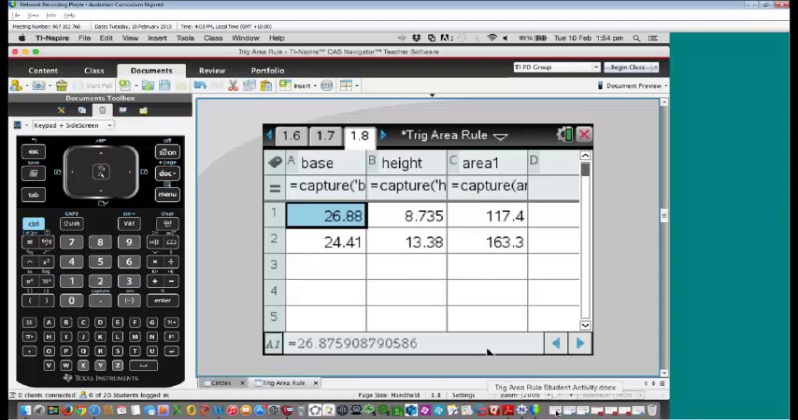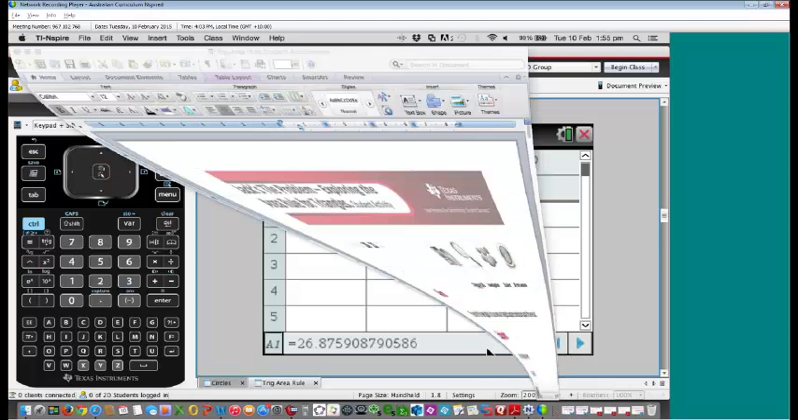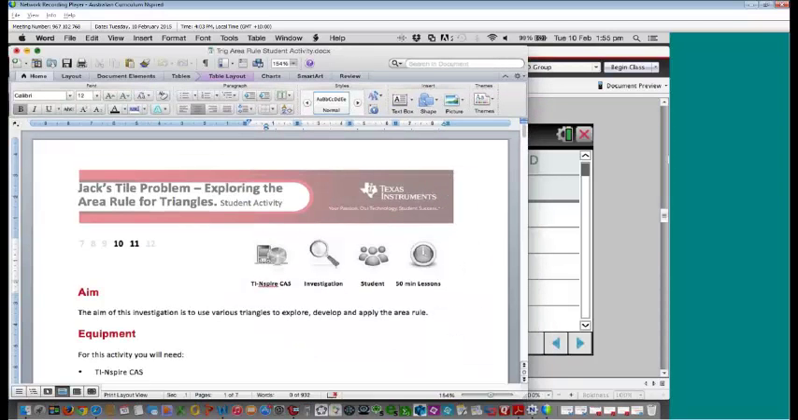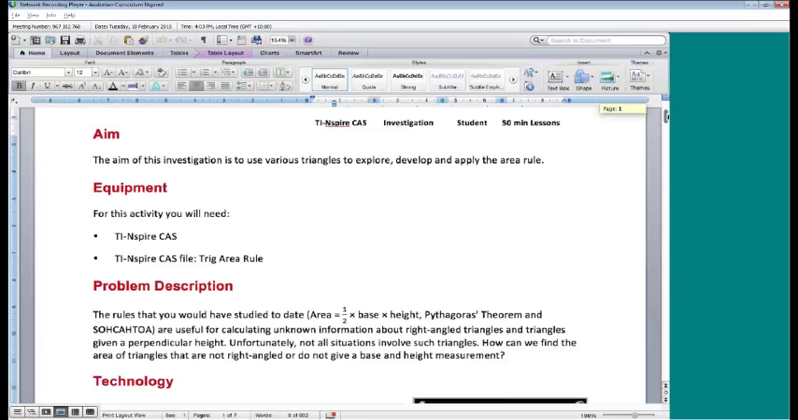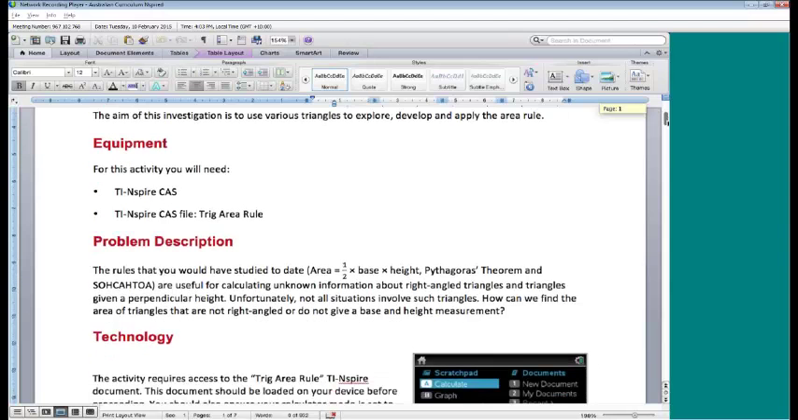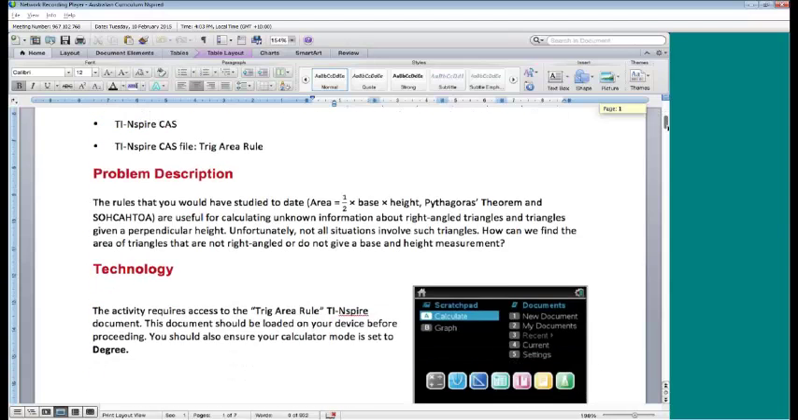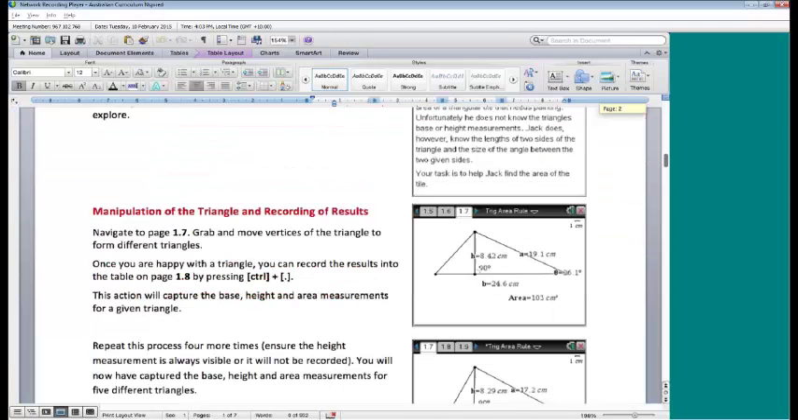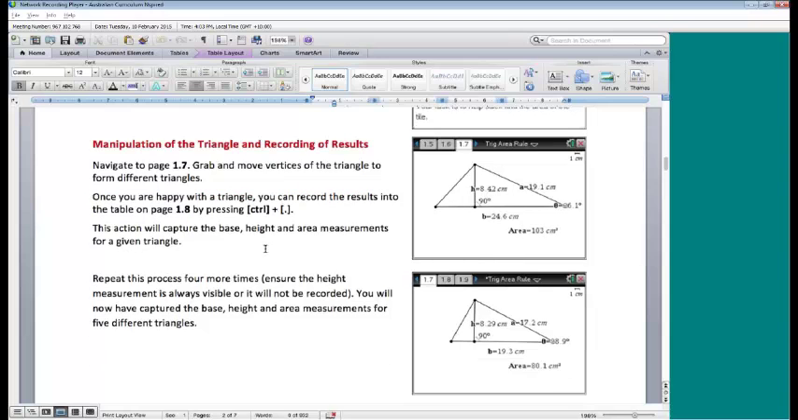But again, there'll be an activity sheet available. This one's actually set up as just a Word document at the moment. So the students can look at this and go through. Again, it gives them all information about the file, like I mentioned earlier. Talks about the introductory screen. It gives them a bit of an introduction. And then it outlines to the students exactly what they need to be doing.